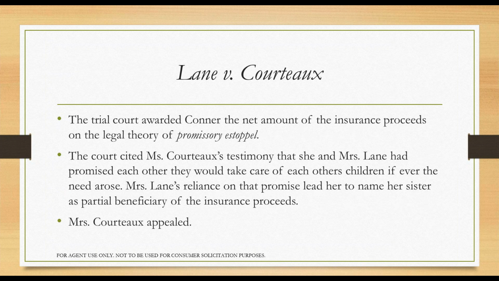And so the trial court, after hearing all of the facts, decided that the $300,000 that was earmarked for Mrs. Cordo, the sister, should be restricted, and should be awarded to Connor on the theory of promissory estoppel. That is, Mrs. Cordo had promised her sister that she would take care of Connor. Mrs. Lane, the insured, earmarked $300,000 of death proceeds to Mrs. Cordo for the purpose of taking care of Connor. And so because the parties had a meeting of the minds, at least when they had this conversation, the trial court decided that the $300,000 should really be used for Connor's benefit.